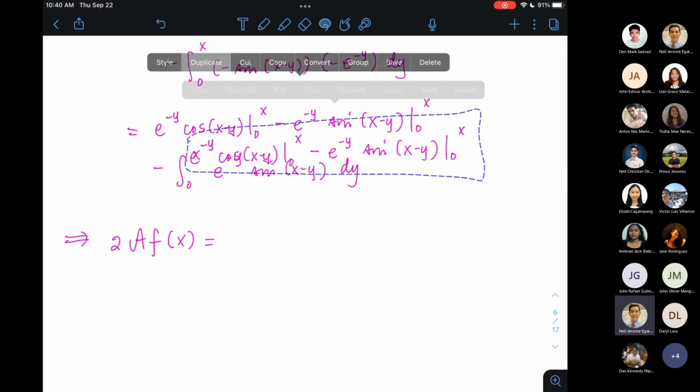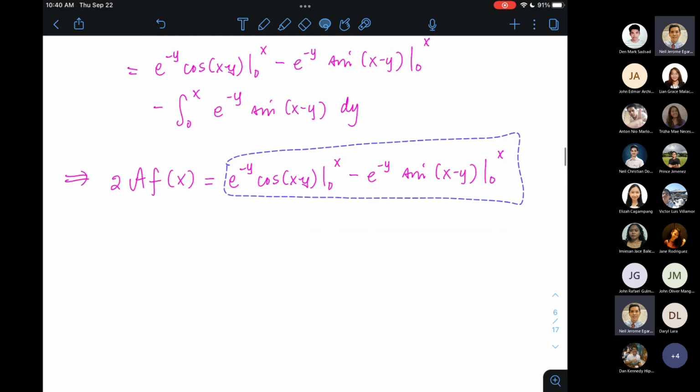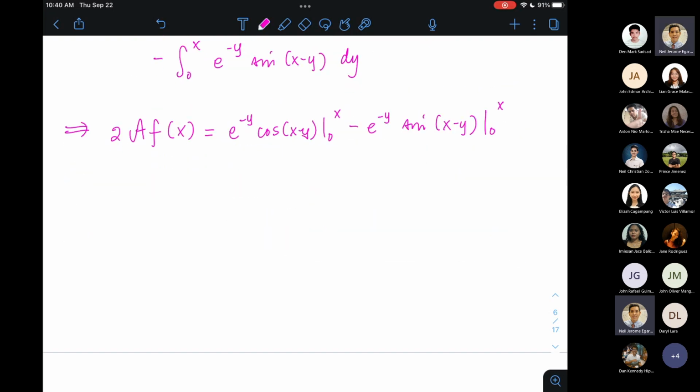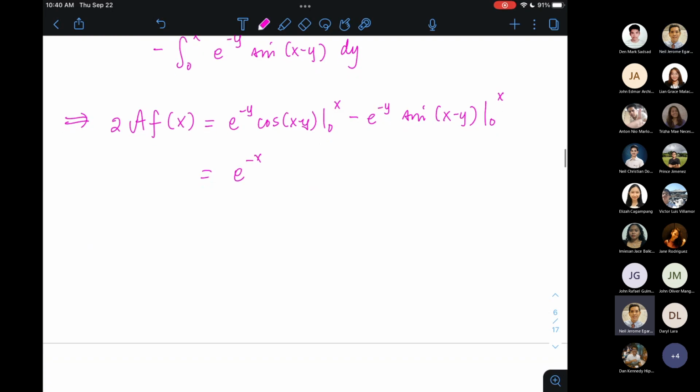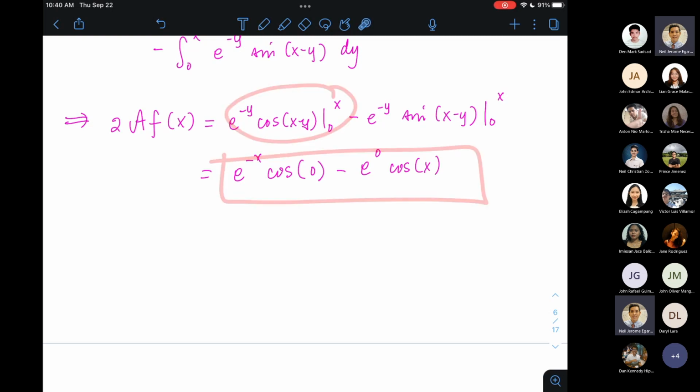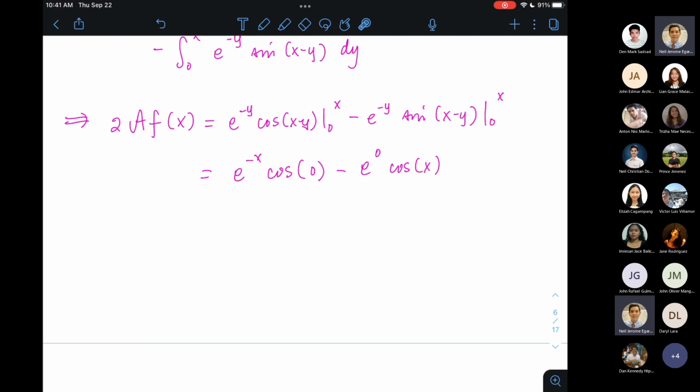Okay. Then kailangan natin gawin ngayon, plug in. So remember, we will be replacing all y's by 0 and x and then subtracting them from each other. So we'll have e to the negative x cosine ng x minus x 0 minus e to the 0 cosine ng x. So ito yung substitution nito. Plug in x, then kunin yung i-plug in si 0, tapos i-subtract yung results.